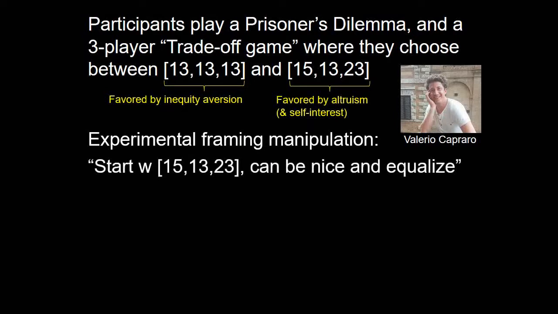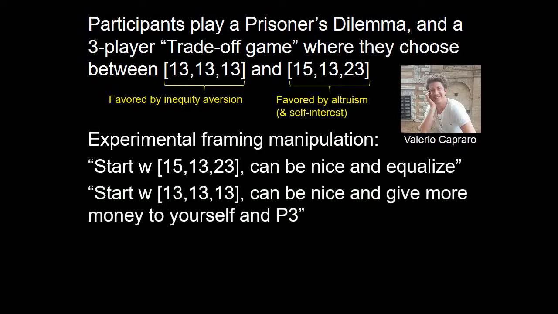And so in one version, half the people, we said, okay, you start with this payoff distribution of 15, 13, 23, and you have the choice to do nothing or to be nice and equalize the payoffs by switching it to the 13, 13, 13 outcome. And the other half of the people were told it starts with 13, 13, 13, and if you want, you can be nice and give more money both to yourself and to player 3 and switch it to the 15, 13, 23 outcome.